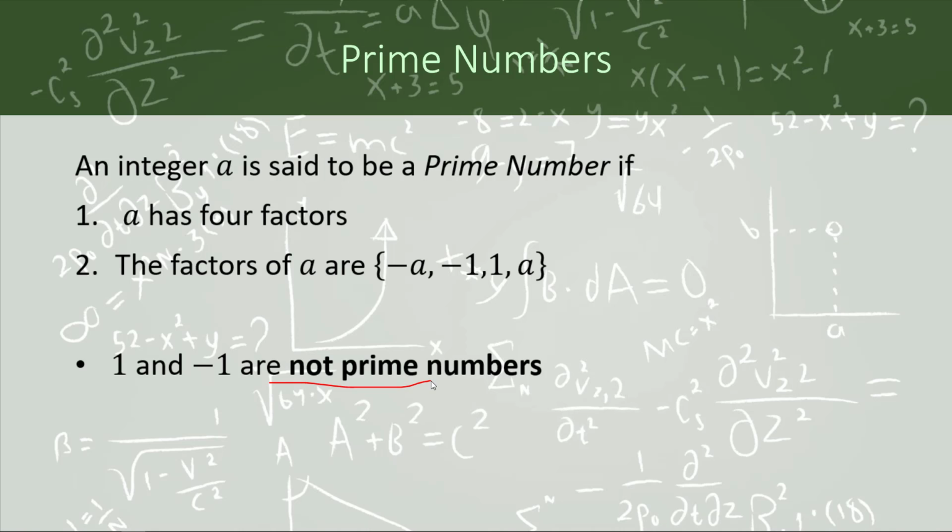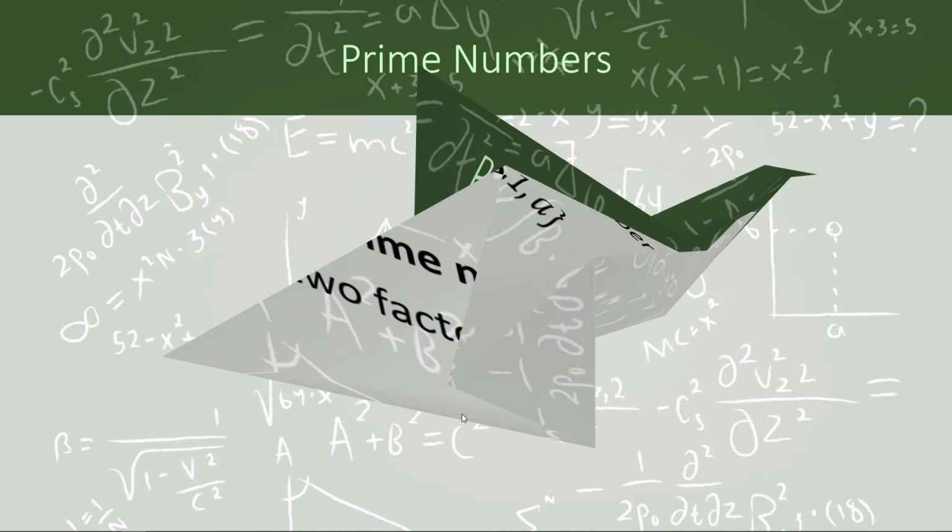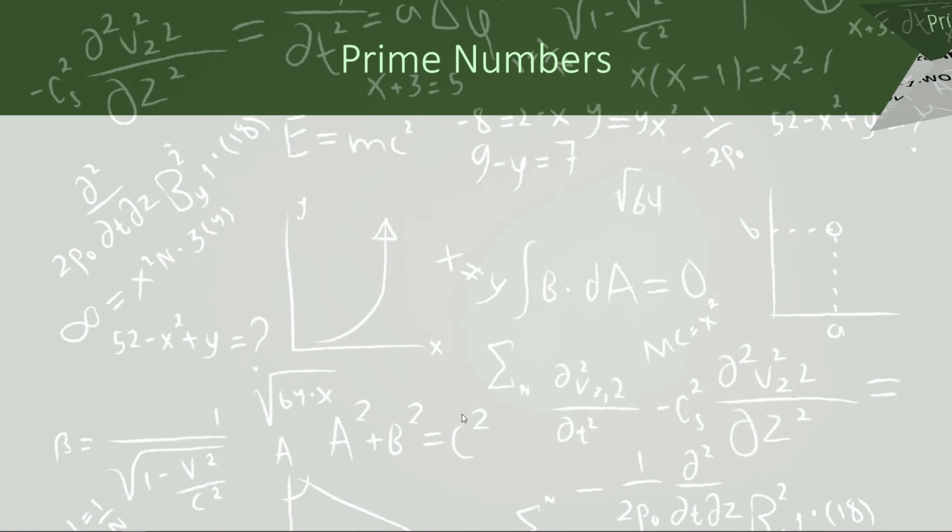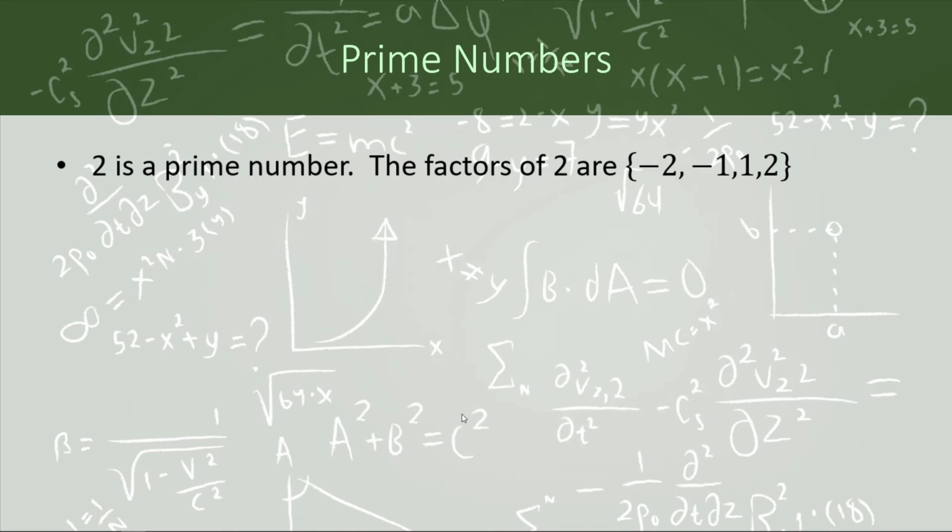For example, 1 is not a prime number. Why? Well, also negative 1 is not. Why? Well, because both of those terms have exactly 2 factors, negative 1 and 1. So since it does not have enough factors, this is not a prime number. So then what are examples of prime numbers? Well, here comes 2. The factors of 2 are negative 2, negative 1, 1, and 2. So 2 is indeed a prime number.